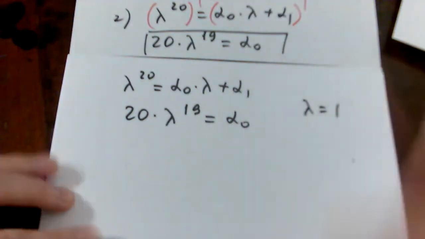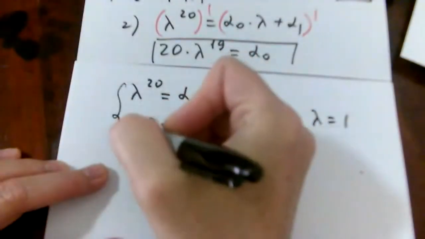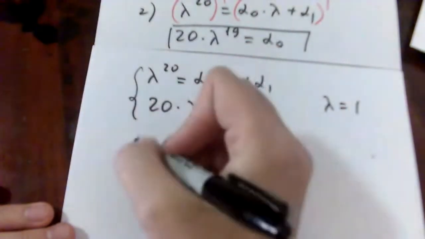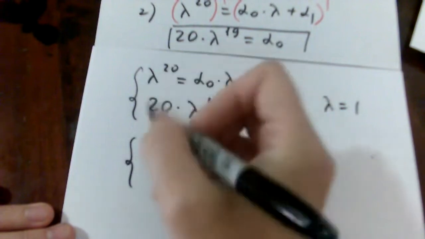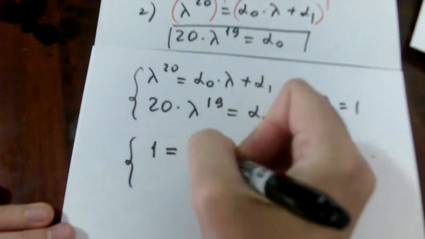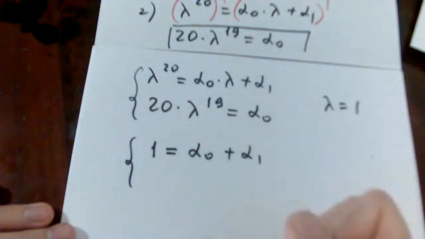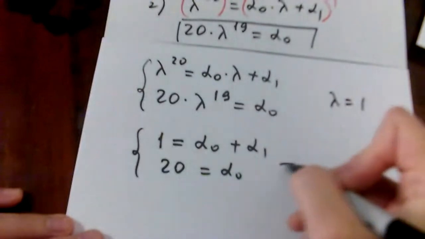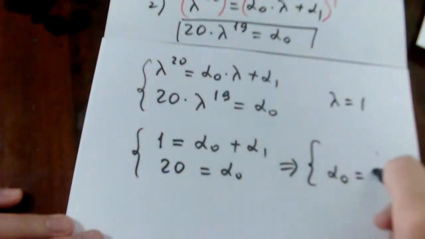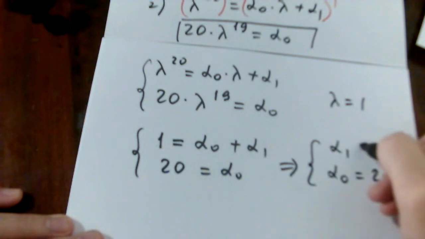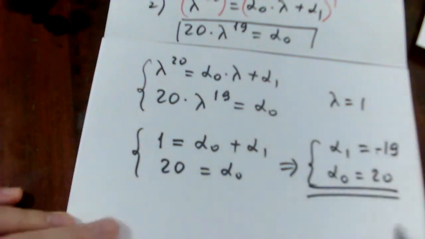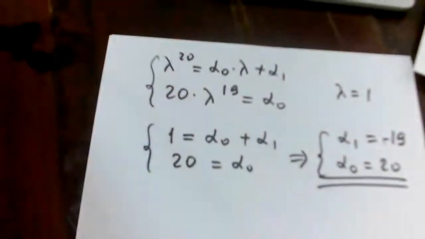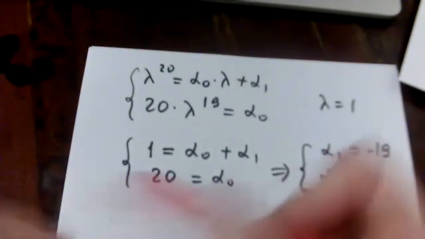And we have lambda equal to 1. So it's very easy to get this system. Let's substitute lambda by 1. On the left-hand side, you will have 1 to the power 20, which is still 1, equal to alpha 0 times 1. And from the second equation, 20 is equal to alpha 0. As you can see, the system is so easy. So we already have alpha 0 equal to 20, and alpha 1 will be minus 19. Very nice. Everything looks nice. And now it's time to move to the second step, which is about finding the power of the matrix already.